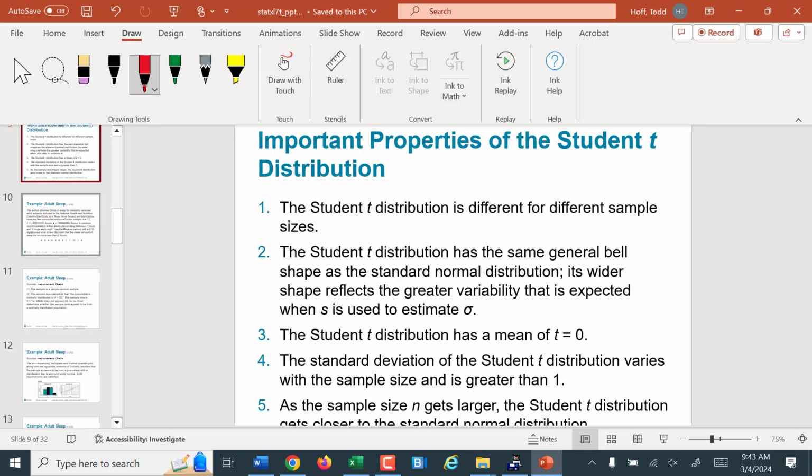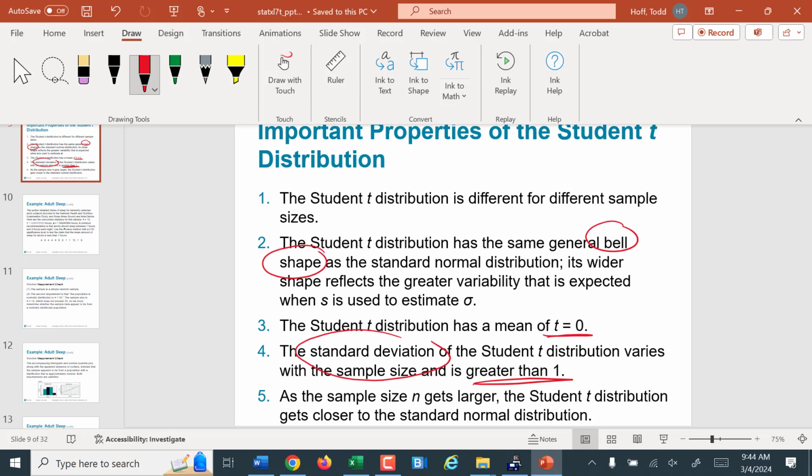So recall important properties of our student t-distribution. The student t-distribution changes for different sample sizes. It is, however, still a bell-shaped curve like the normal distribution. The difference is, while the mean of the t-distribution is still 0, just like the standard normal distribution, the standard deviation of the t-distribution is not 1. It's always going to be bigger than 1. The smaller the sample size is, the bigger that standard deviation is. The bigger the sample size is, the smaller it gets until it reaches 1. So if you have a big enough sample size, the t-distribution is essentially just the normal distribution.